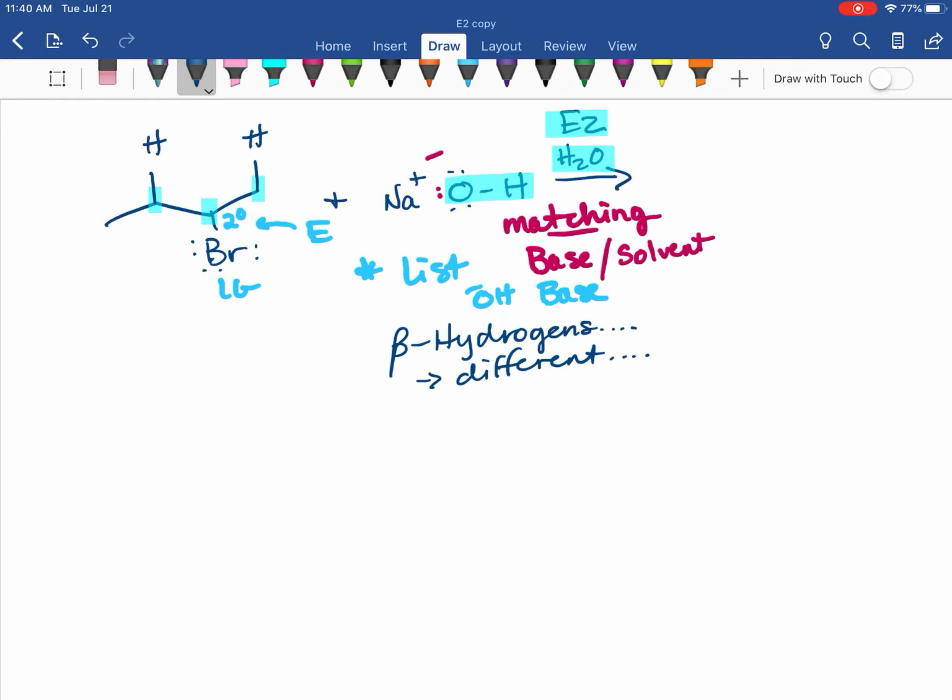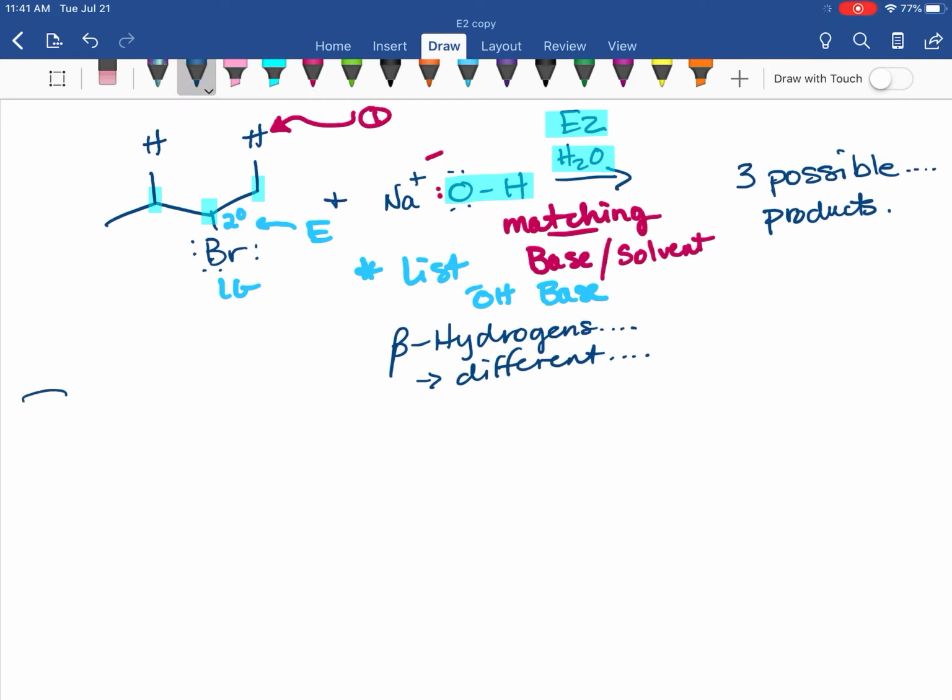So here's what I want to do with this example. I want to go ahead and draw all three possible products first. Then we're going to slim it down. I'm telling you right now, there are actually three possible products, but what? There are only two beta hydrogens. I know, this is where it gets so fun. So let's draw them.